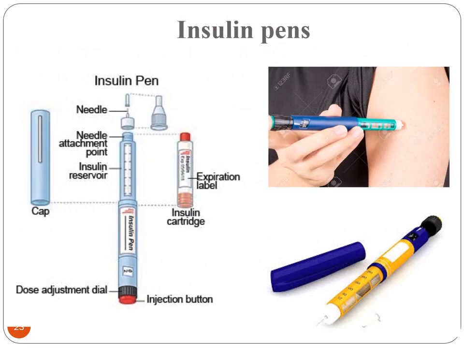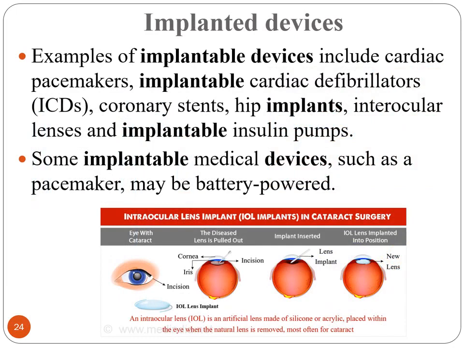This is the insulin pen. These are the different parts of the insulin pen, and we mentioned that its advantage is to provide an accurate dose. Regarding implanted devices, we have different types such as cardiac pacemakers and implantable cardiac defibrillators, coronary stents, hip implants, intraocular lenses, and implantable insulin pumps.